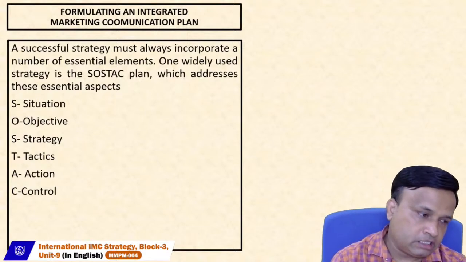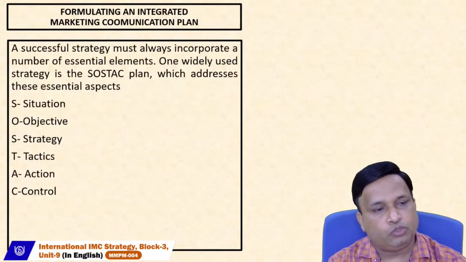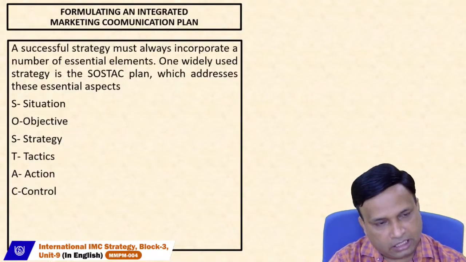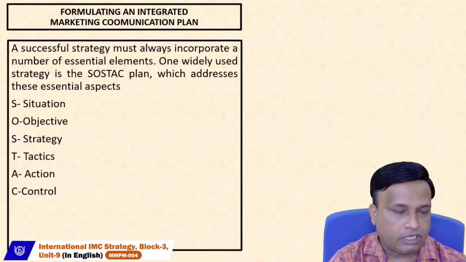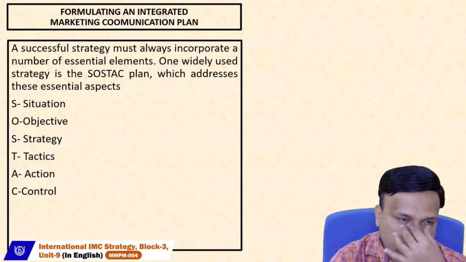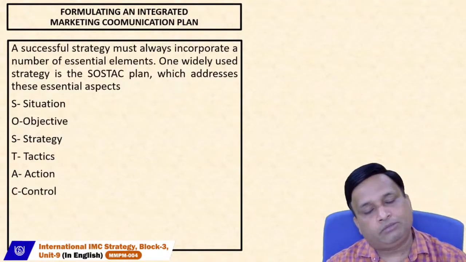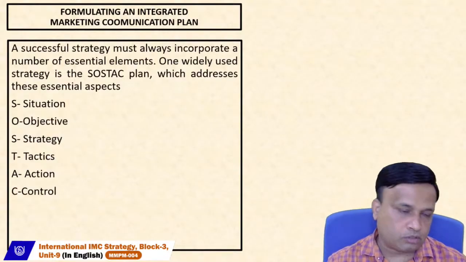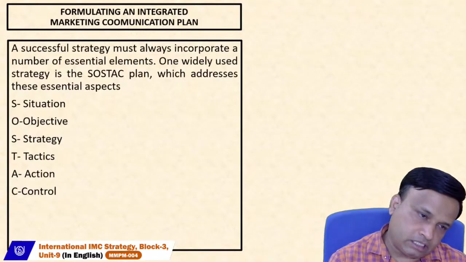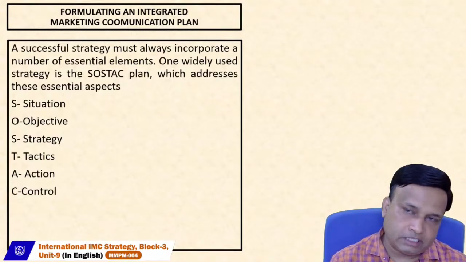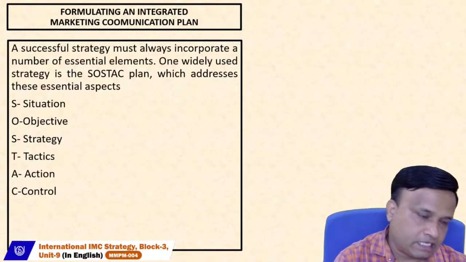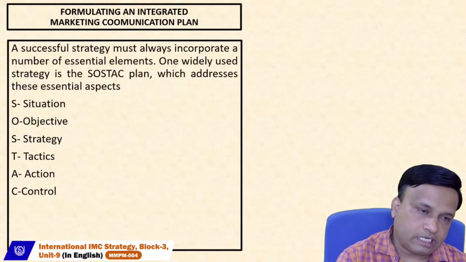What about situation analysis? Situation analysis is nothing but where we stand in the competition. That is all about the situation analysis. O is the objective, what you would like to achieve, and strategy is how you will be achieving your objectives. Tactics is the course of action, and action is exactly that. And the last one is, if there are deviations, you have to go for the control mechanism. That is SOSTAC.